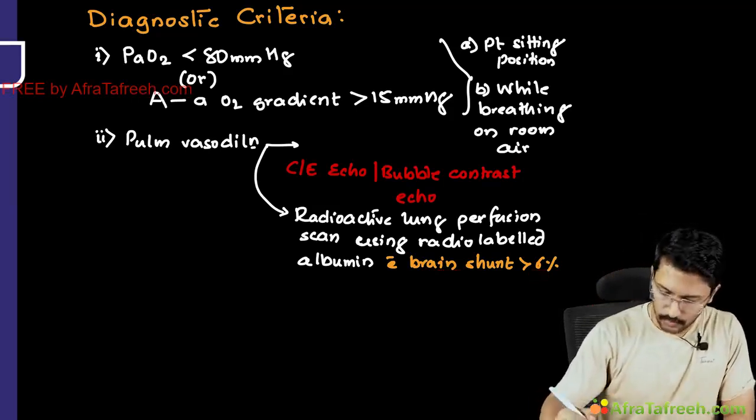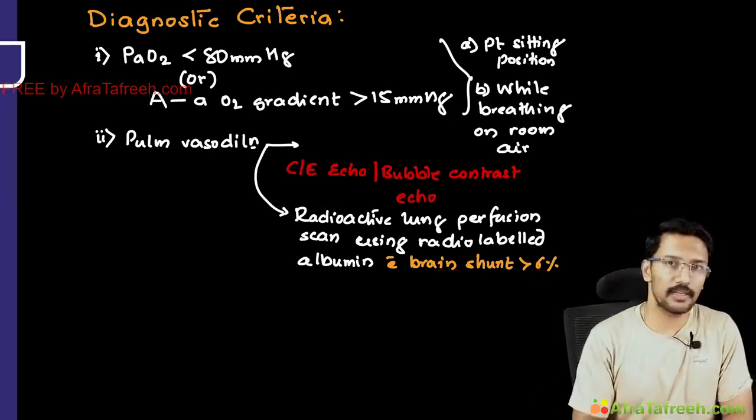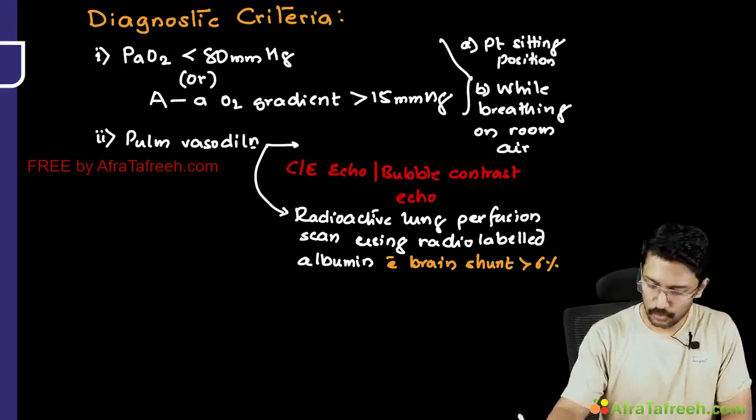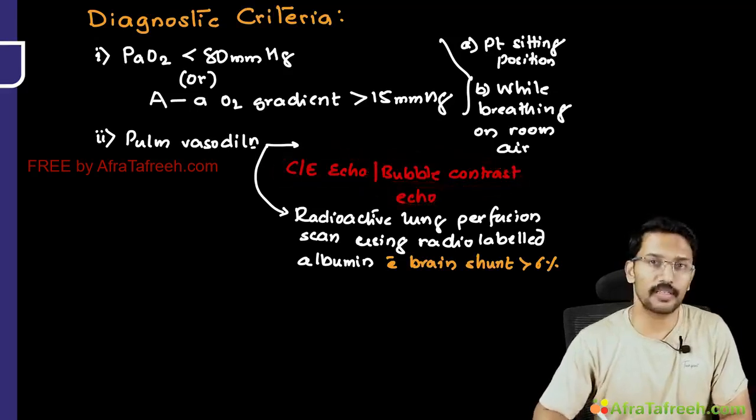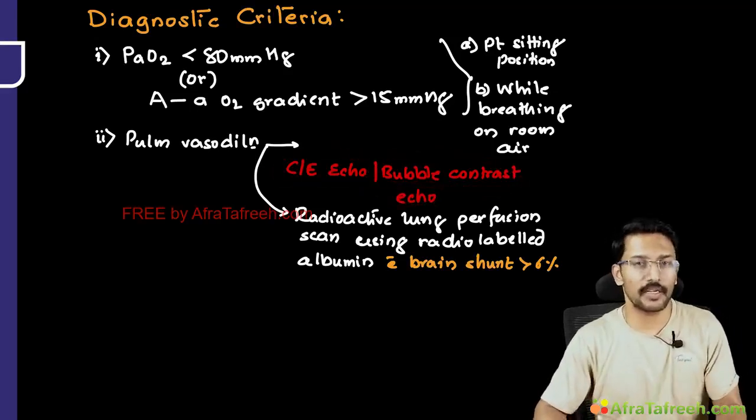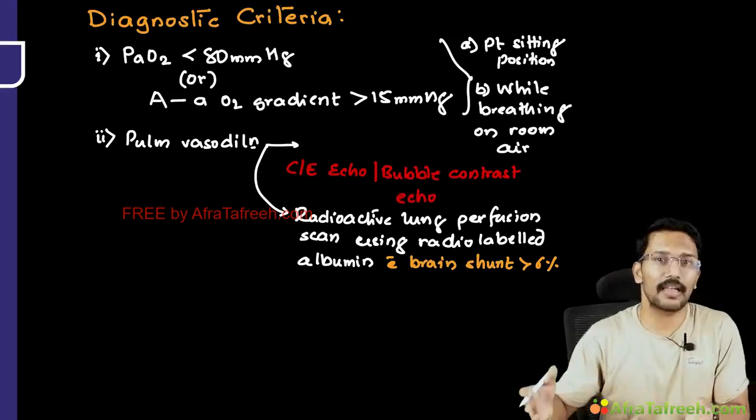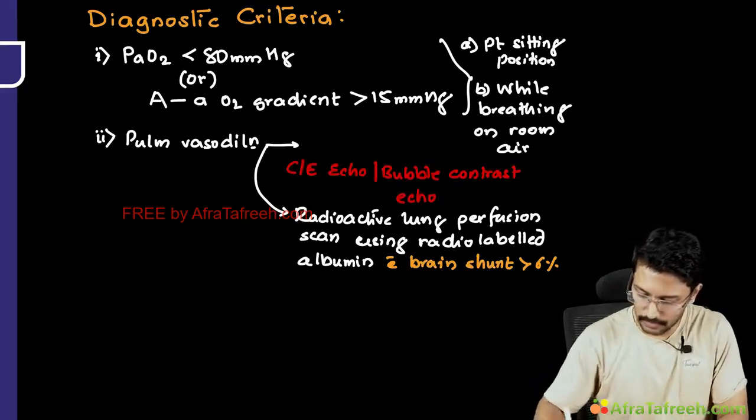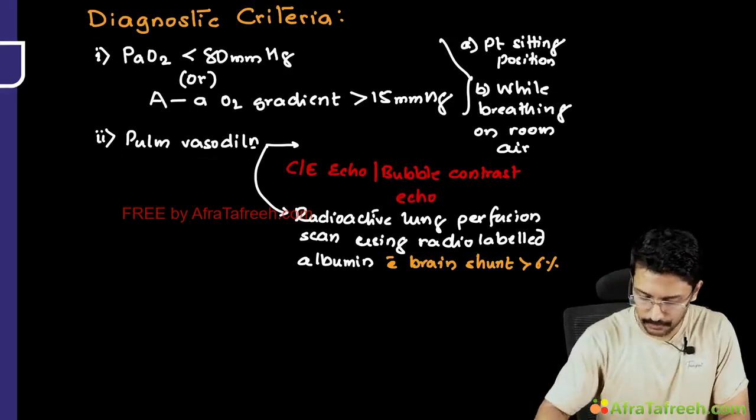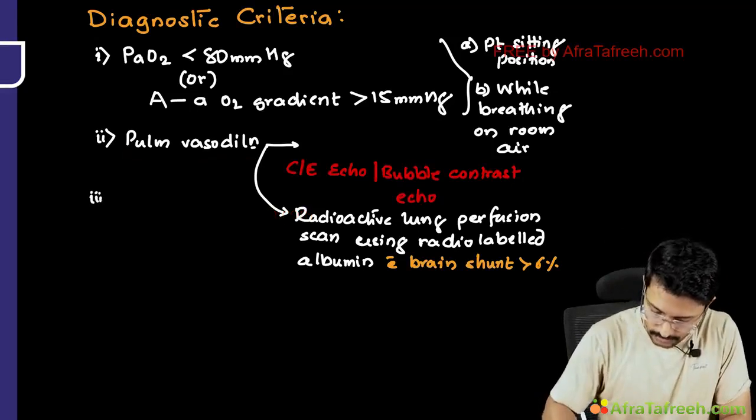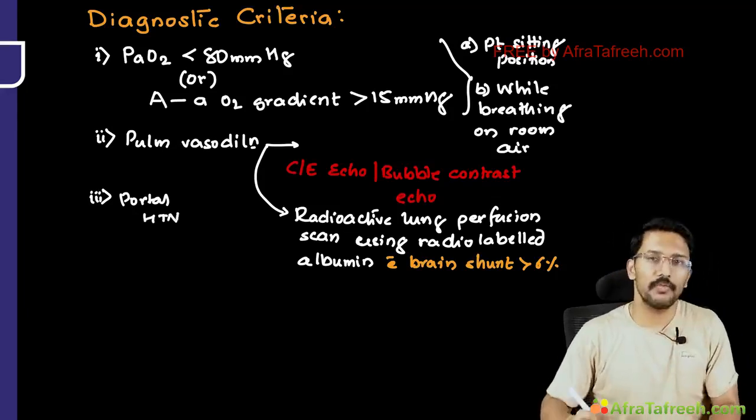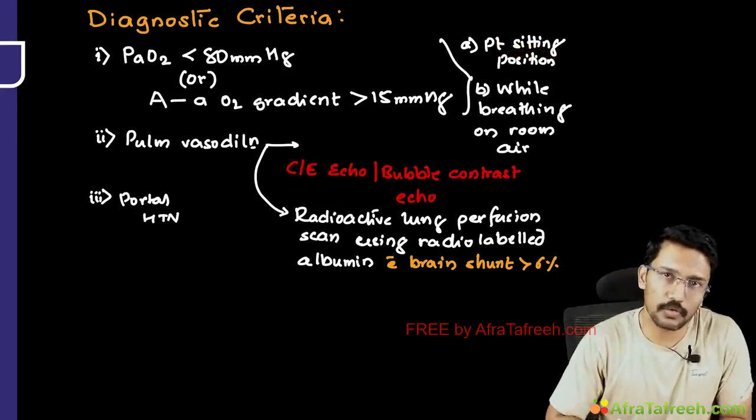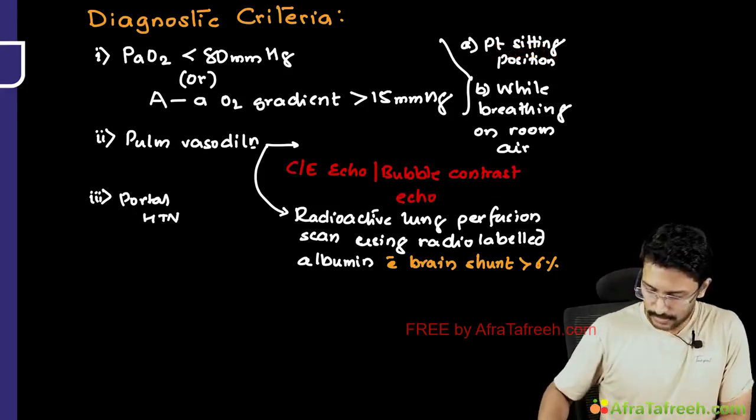Now that is the second criteria, pulmonary vasodilatation, and most commonly we go with the bubble contrast echo, or contrast enhanced echo, or sometimes agitated saline echo. That's the best investigation for documentation of pulmonary vasodilatation. Third thing is we need to prove that there is liver disease or portal hypertension. When these three criteria are met, we make a diagnosis of hepatopulmonary syndrome. Okay, that's clear. Diagnosis is done.